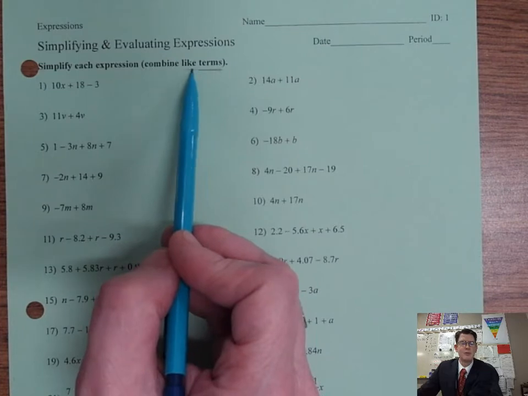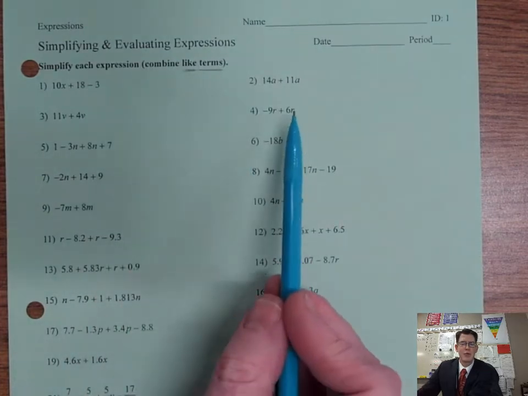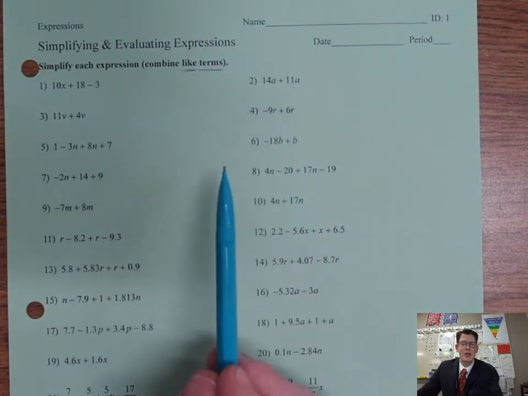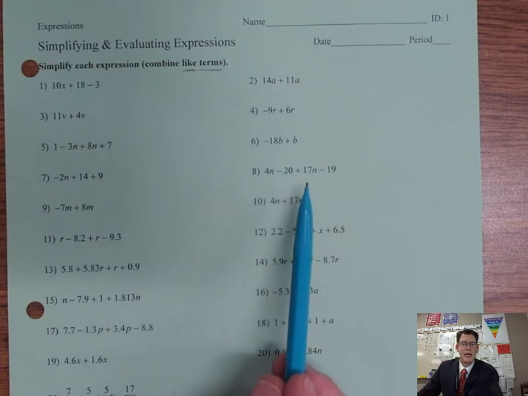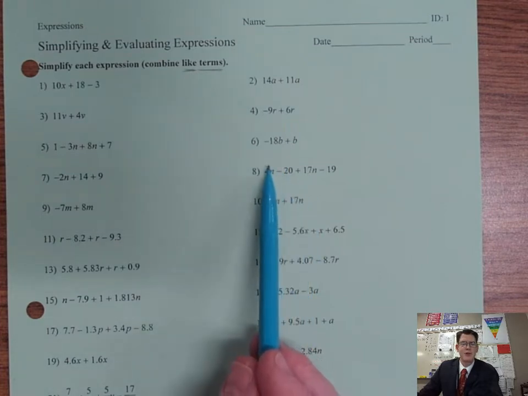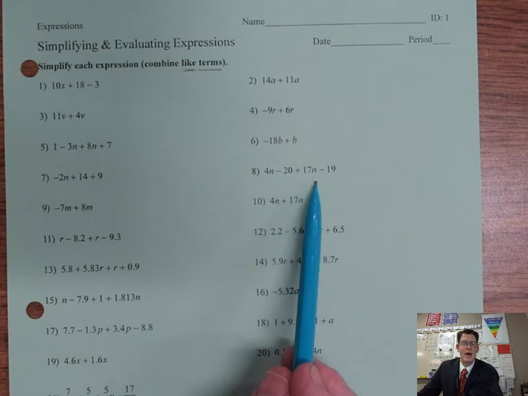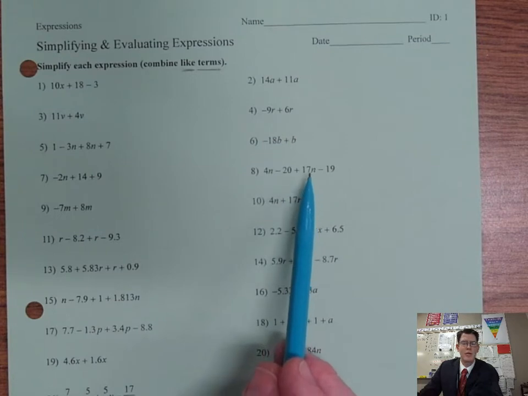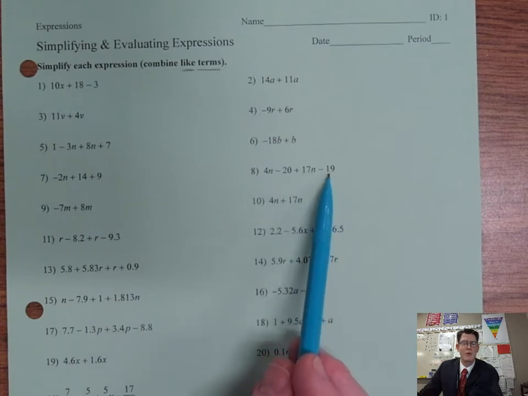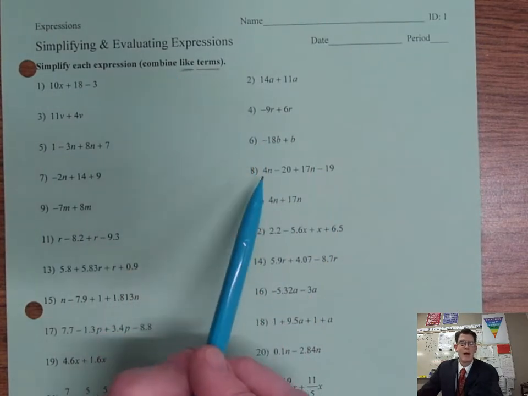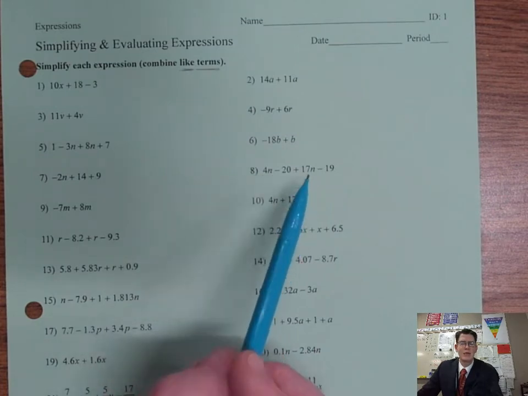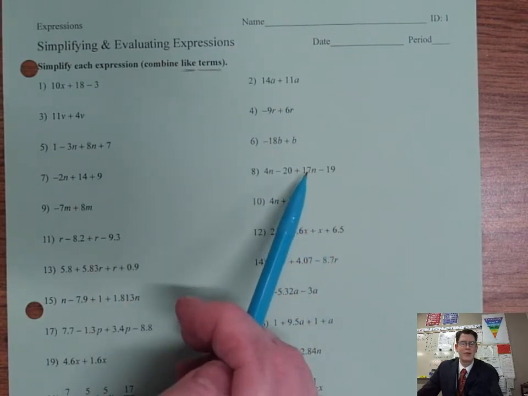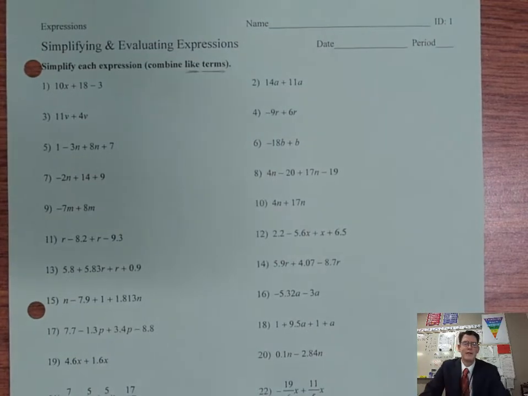Like terms means those that have the same variables. So there are A's and R's and B's, and some variables that are the same there. And then this minus 20 and minus 19 are different, so we're not going to be able to put them all together in one, because we can't combine the n's with constants. And we combine them by adding or subtracting, whatever the sign is in front of the number.